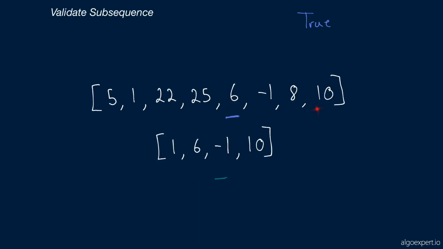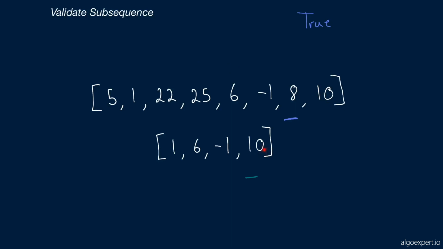And then we keep moving along in our main array. So here, we're now going to be under the -1. It turns out that we've got another match immediately. -1 is equal to -1. So now we can move this pointer along to the right and move this pointer along to the right. And to clarify here, what we're effectively saying is that we have found 1, 6, and -1 in this order, not necessarily adjacent, but in this order in the main array, right?